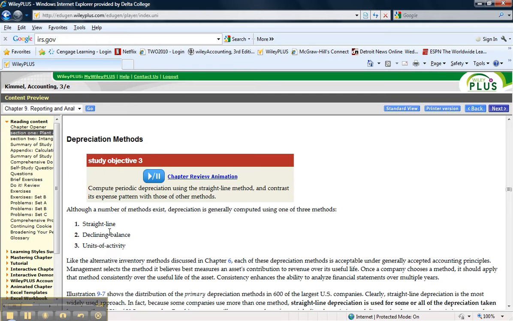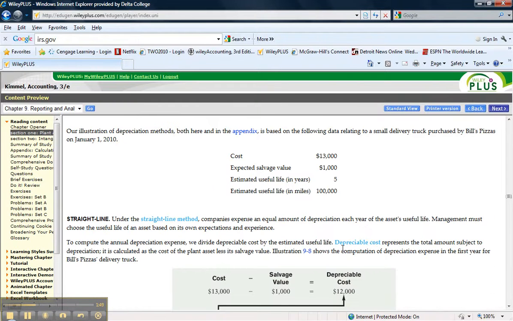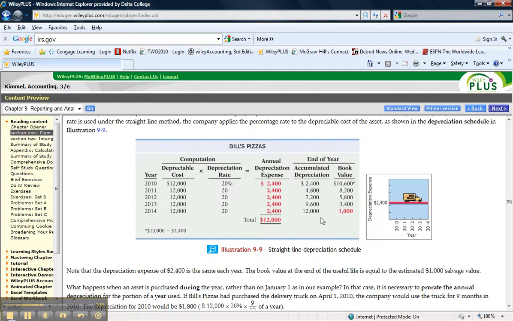Study objective 3 gets into the methods. Straight line is the one we're going to use in this class. There are two other methods of calculating depreciation that are of lesser significance to us. So under the straight line method, we have an example here of a truck that costs $13,000. The expected salvage value is $1,000, so that's the amount we think we're going to get back at the end of its life, which is 5 years. Okay, so all you do is you take this cost, you subtract the salvage value, and this is the $12,000 that we want to depreciate over the life of the truck. Divide the 12 by the 5-year life, and you get $2,400 a year as depreciation expense.